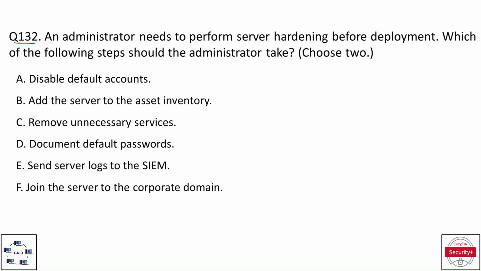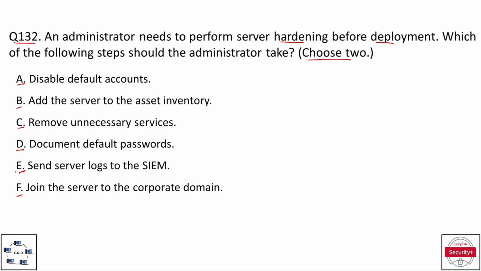Question number 132. An administrator needs to perform server hardening before deployment. Which of the following steps should the administrator take? Choose two options, and the options are option A, disable default accounts, option B, add the server to the asset inventory, option C, remove unnecessary services, option D, document default passwords, option E, send server logs to SIEM, and option F, join the server to the corporate domain.